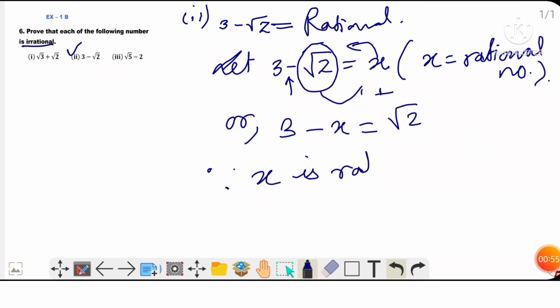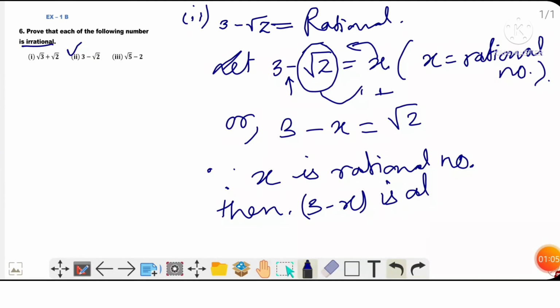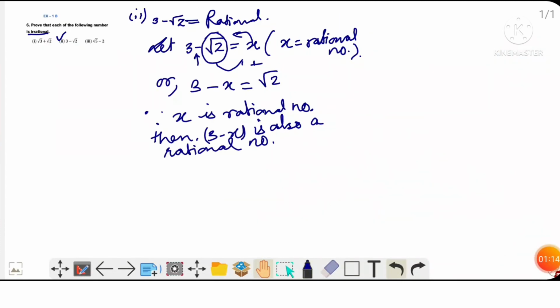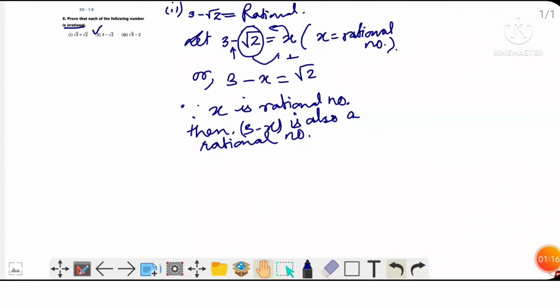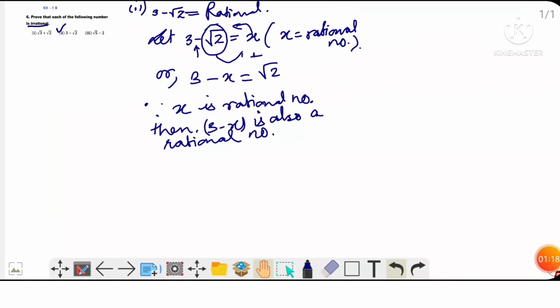Since x is rational, as we have taken x as a rational number, then 3 minus x is also a rational number. But 3 minus x equals root 2, and root 2 is an irrational number. So we can say that this is a contradiction.